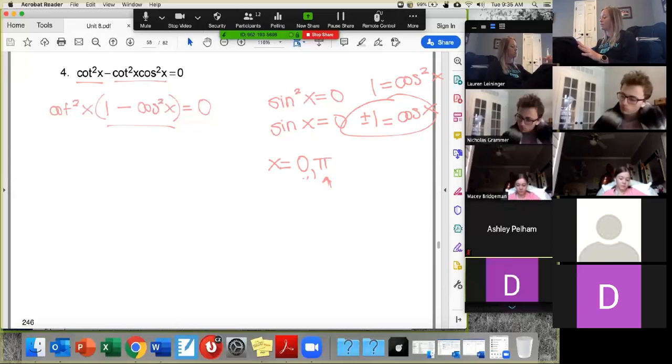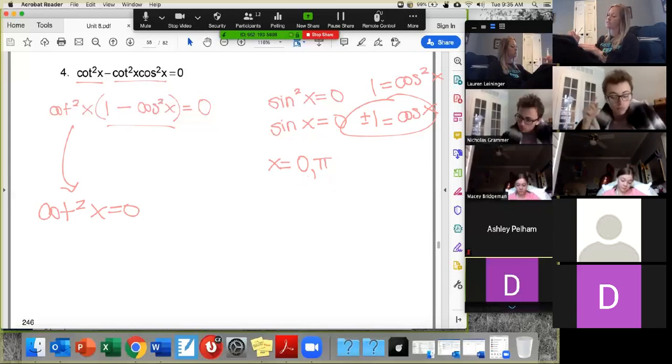Now, what have I not solved yet? Cotangent. The greatest common factor. Cotangent squared is equal to 0. With all 3 of the reciprocals, our first move is to flip this. So cotangent squared, if cotangent is equal to 0, what is tangent equal to? Undefined.